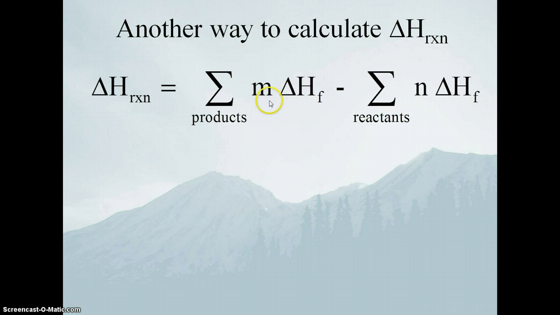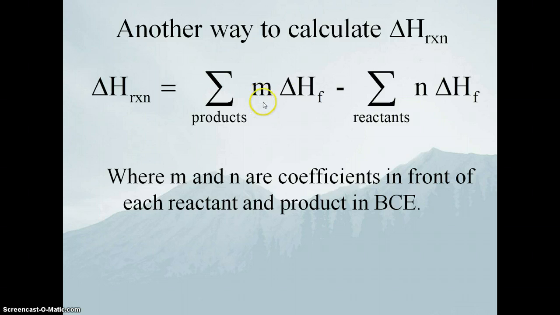And the formula is kind of complicated, so I'm going to take my time to step through it. So the delta H for any particular reaction is the sum, that's what the little sigma means, of all the products of M times the delta H of formation of each one of the products, minus the summation of all the enthalpies of formation of all of the reactants multiplied by their stoichiometric coefficients. So M and N are the coefficients in front of each reactant and product in the balanced chemical equation.